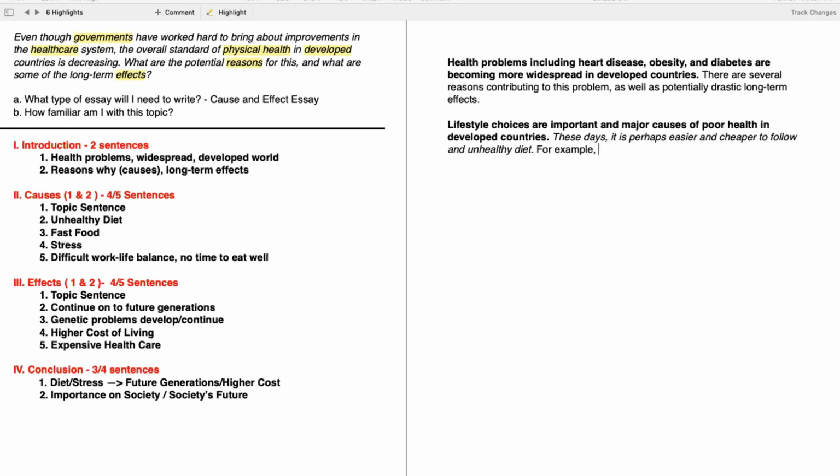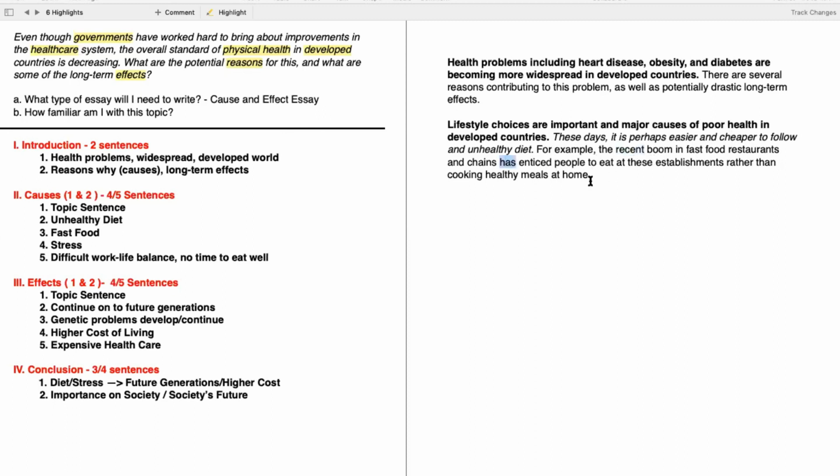For example, which is a great transition, the recent boom in fast food restaurants and chains has enticed people to eat at these establishments. Okay, I don't want to repeat restaurants. I want to say something else. So I think of establishments rather than cooking healthy meals at home. And this is just an example. So the recent boom has enticed people.